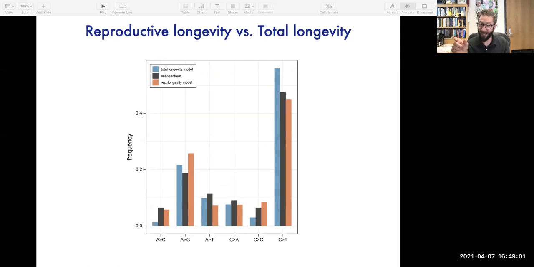You can see in the C to T category, they're much closer than the total longevity model. That's true of C to Gs. C to A are both equally bad. But for some of the other categories, maybe not A to C, total longevity fits a little bit better than reproductive longevity. And so what I think this means is that different mutation types are being ruled by different models. Some of them really do have a more or less constant mutational clock, and some of them are being reset at puberty and then taking off from there.